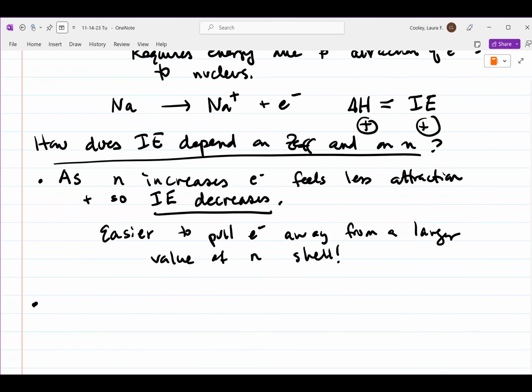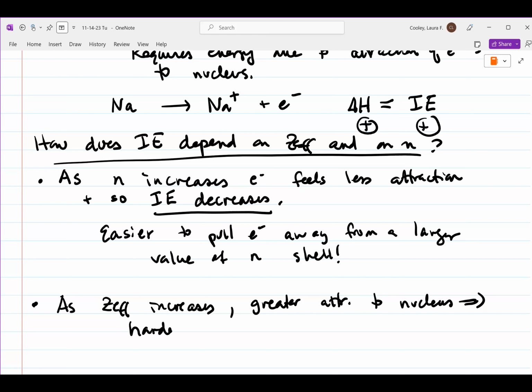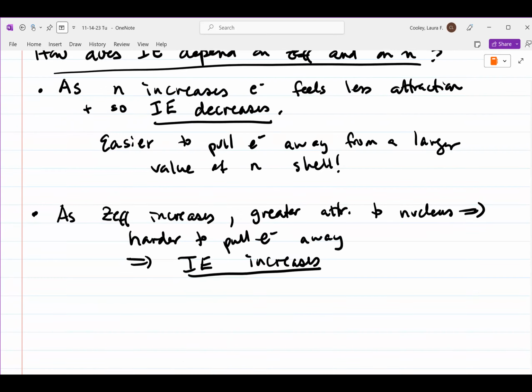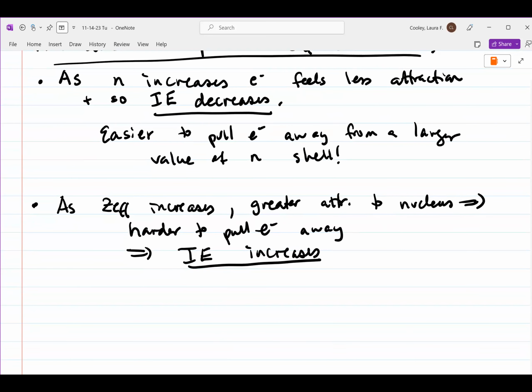Okay. Now, Z effective. As Z effective increases, what would you say? So now that outer electron, if it's feeling a greater attraction to the nucleus, that's going to be harder to pull away, right? As the Z effective increases, there's greater attraction to the nucleus. So it's harder to pull the electron away, which means that the ionization energy increases. Okay. So now let's look at those periodic trends.